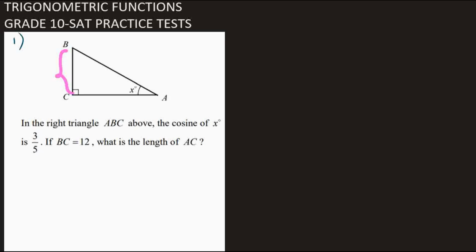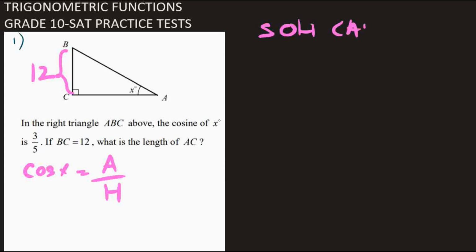So BC is 12, and cosine of x. As we know, we use the principle of SOHCAHTOA. CAH is for cosine. Cosine x equals adjacent over hypotenuse.